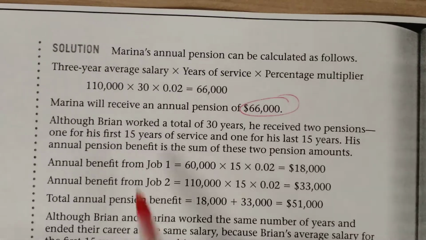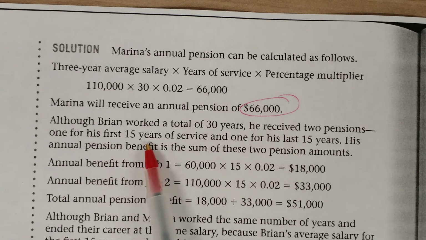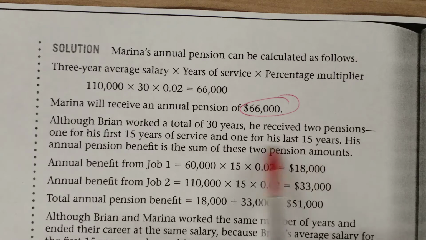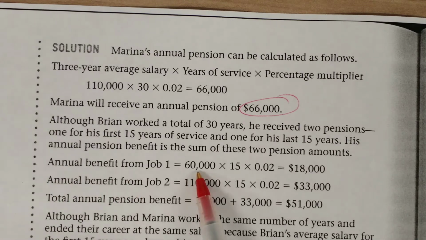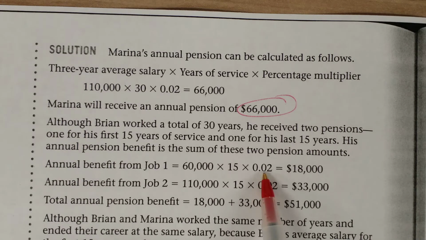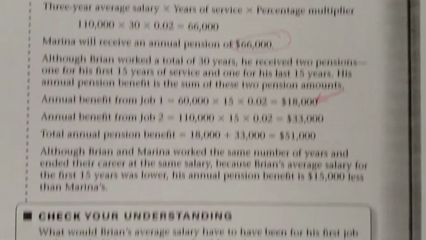That's for Marina. Although Brian worked a total of 30 years, he received 2 pensions, one for his first 15 years of service and one for his last 15 years of service. His annual pension benefit is the sum of these 2 pension amounts. So job 1, he finished with an average salary of $60,000 times the 15 years he worked there, times the 2% multiplier. If you multiply that together, you get $18,000. So that's 1 pension he's going to receive.